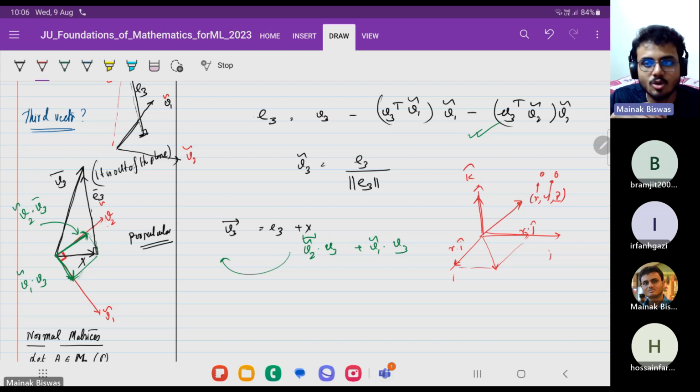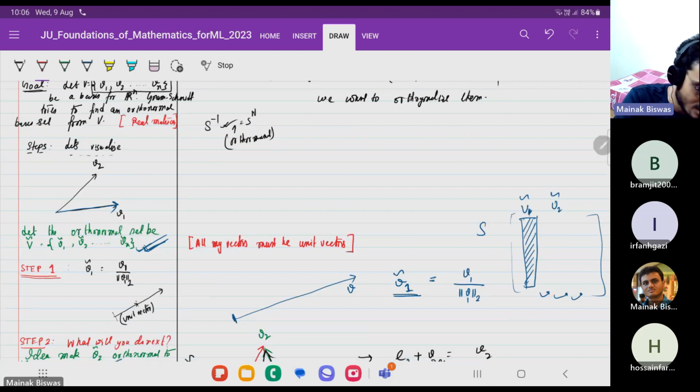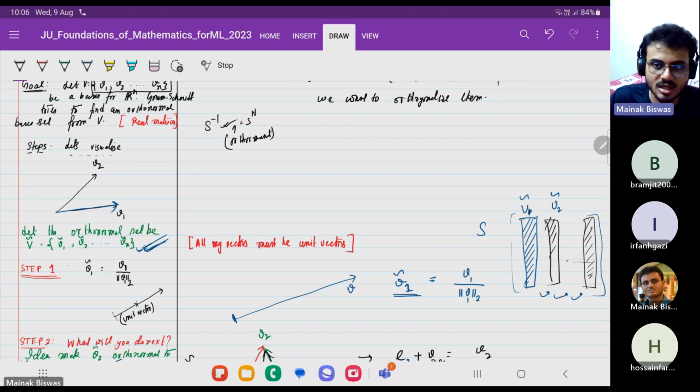Okay, so this is how you convert. So now will you be able to convert any list of vectors into orthogonal vectors? So you will have n orthogonal vectors this way. Did everyone understand?